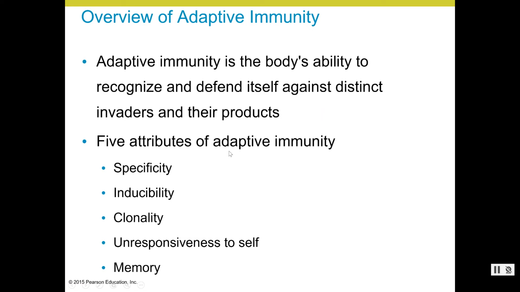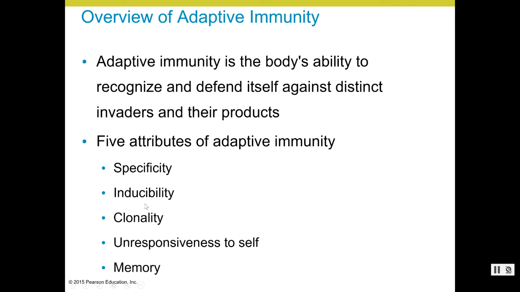All right, so what do we want in our big guns? What do we want out of our adaptive immunity? We want it to be specific. We only want to target something that is actually bad and we're sure it's bad. We want to be able to turn it on when we need it. We want it to be inducible. So inducibility is a feature of adaptive immunity.